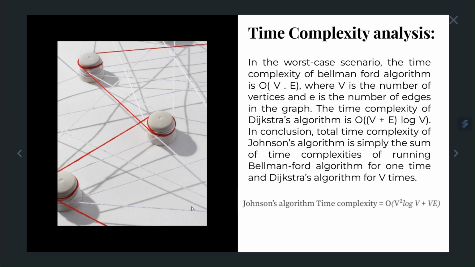But take note that when the graph is a complete graph, then edges are of the order of V square. Then the time complexity of the Bellman-Ford algorithm becomes order of V cube, which in turn results in Johnson's algorithm time complexity of order of V cube, which is similar to the Floyd-Warshall algorithm. But in all other cases, Johnson's algorithm is much better in comparison with the Floyd-Warshall algorithm, with a time complexity of order of V square log V plus VE.